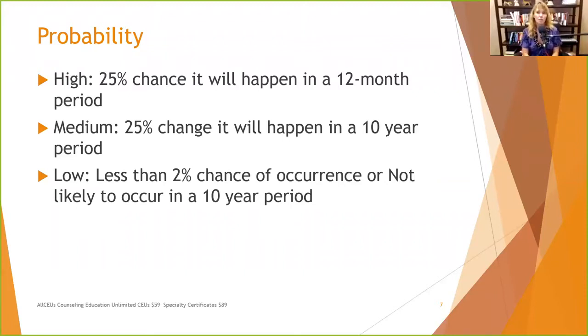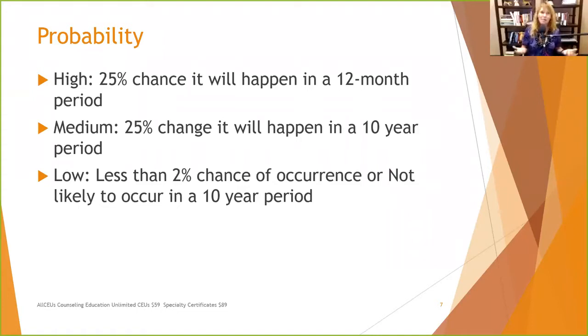Medium chance, 25% chance, it will happen in a 10-year period. So you want to look back historically over your records, or get some information from other providers and talk with other people who are in private practice, or, if you're at a facility, who operate a similar facility, and say, in a 10-year period, how often has this happened? How often have you had a major flood that caused you to not be able to provide services for 2 weeks while they fix the piping and patch the drywall? Low is a less than 2% chance of occurrence, or not likely at all to occur in a 10-year period.